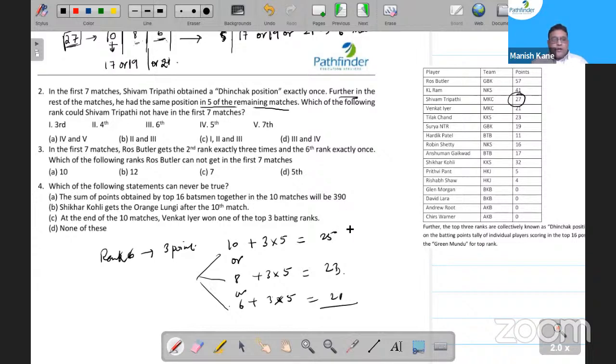One thing is very sure that this did not happen because you don't want a total of more than that. Okay. So how much points he requires? 2 points. Here he requires 3 points. Sorry, not 3 points, but 4 points. And here he requires 6 points. So 2 points means which ranks? Oh, which of the following ranks Shivam Tripathi could not have? 2 points means rank 7. Correct? 4 points means rank 5. And 6 points means rank 3rd.